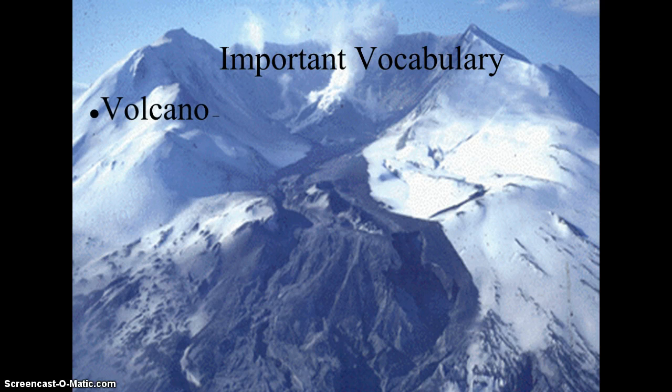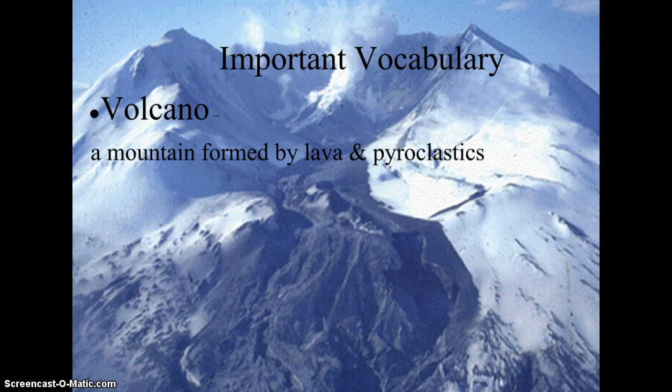So, first of all, a volcano is a mountain that's formed by lava and pyroclastics, which we'll define later, but just fragments. Generally, if a volcano has a crater, it is an opening at the top of a volcano, and it may vary in size.